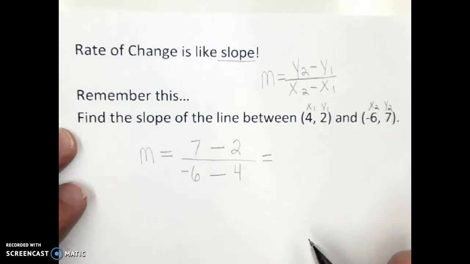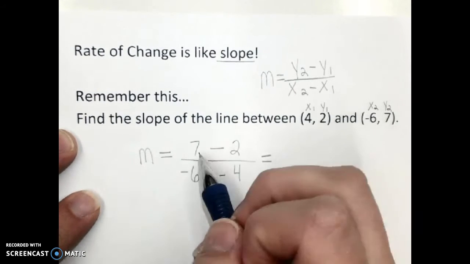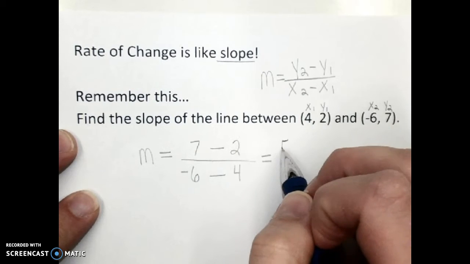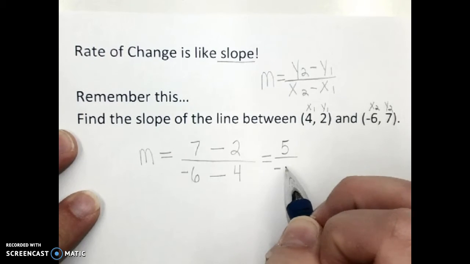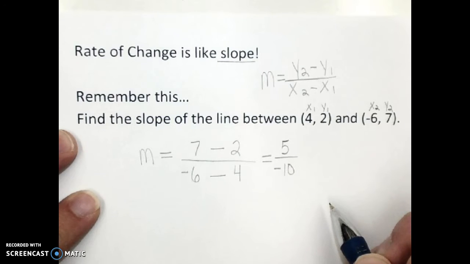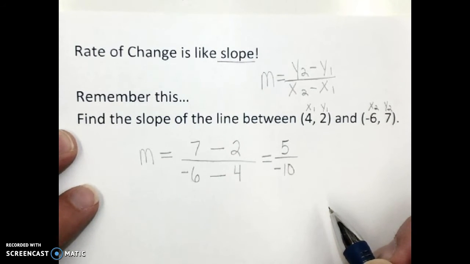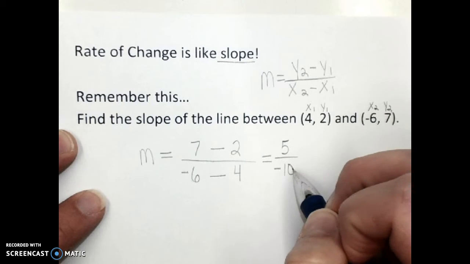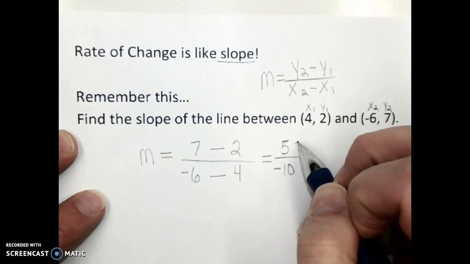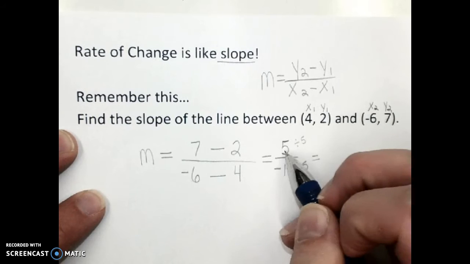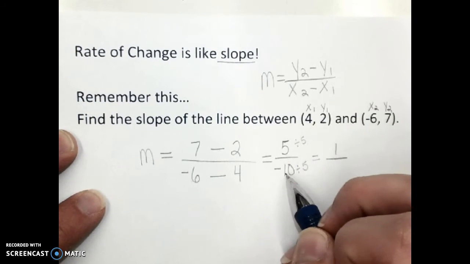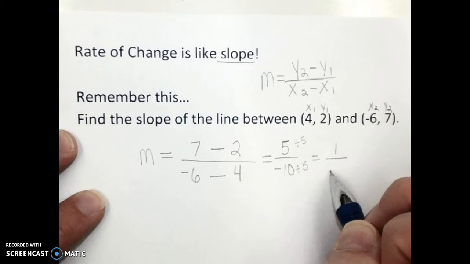Now you have a few options here. You can either work this out or you can type it in your calculator. 7 minus 2 is 5. Negative 6 minus 4 is negative 10. With slope, you have to get it in its simplest form. 5 and 10 both divide by 5, so I'm going to divide the numerator by 5 and the denominator by 5. 5 divided by 5 is 1. Negative 10 divided by 5 is negative 2.